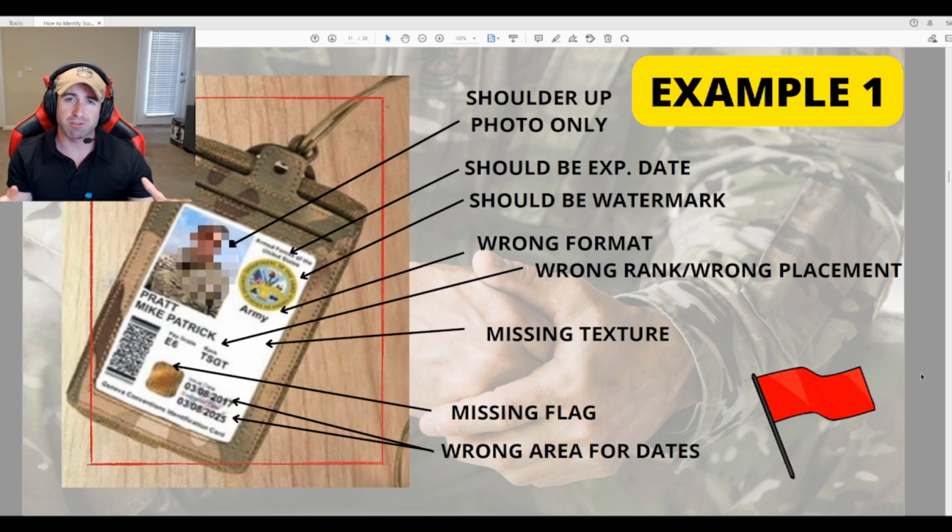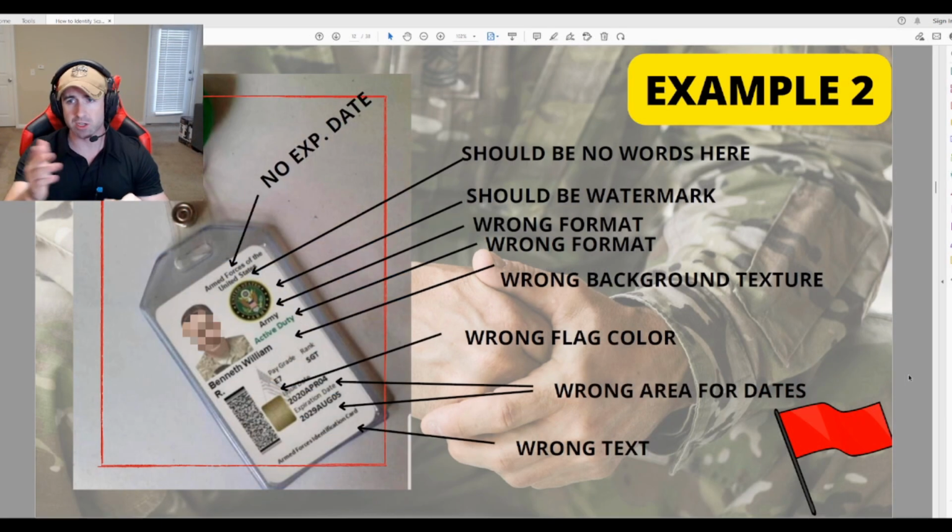There are a lot of things wrong with this card, but you can tell right off the bat it's not real. You can tell right off the bat that this example is not a real CAC card, and you can see all the reasons why. I probably missed a couple of them, but even if it hits one or two of those wickets, you know it's not real. You know he's fake. You know he's a scammer, and you need to call him out on it, report it, and then move on. Here's example number 2.